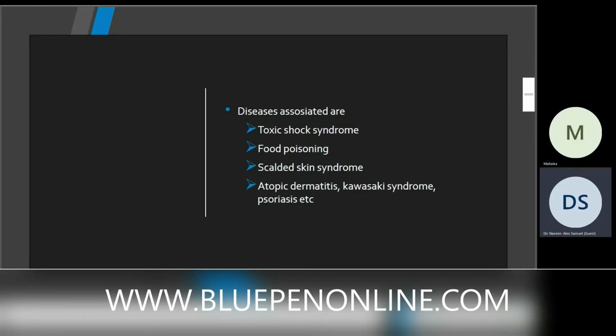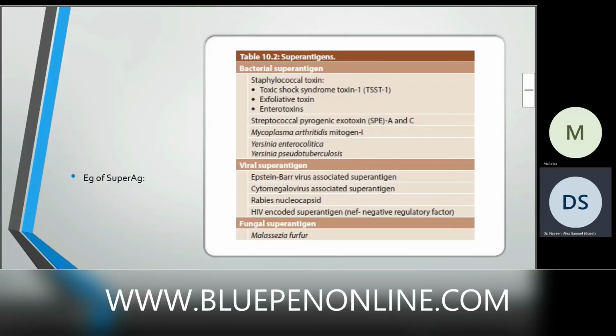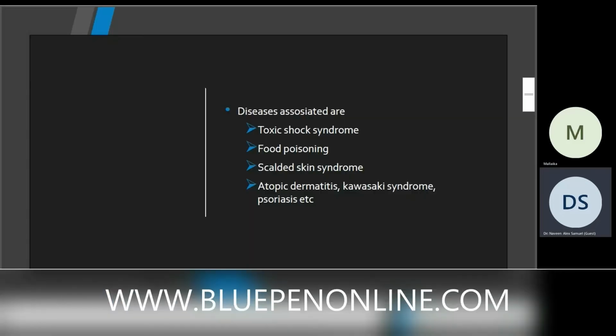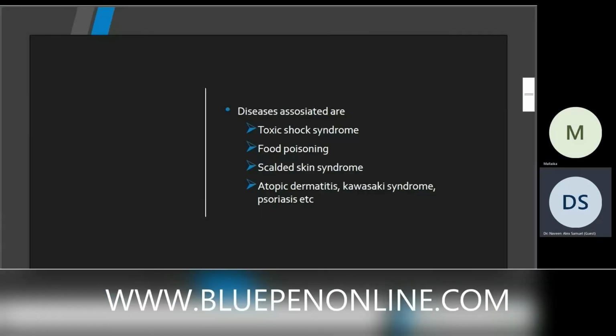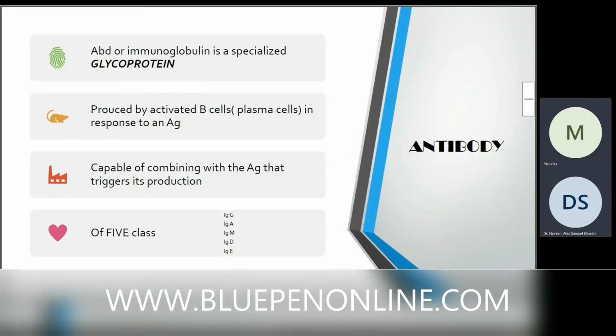Then enterotoxins cause food poisoning. Then streptococcal pyrogenic exotoxin A and C cause scalded skin syndrome also. Then the other examples are atopic dermatitis, Kawasaki syndrome, psoriasis, etc. The first three examples you must know: toxic shock syndrome, food poisoning, and scalded skin syndrome. These are three important topics, because with superantigens you get the massive cytokine storm.